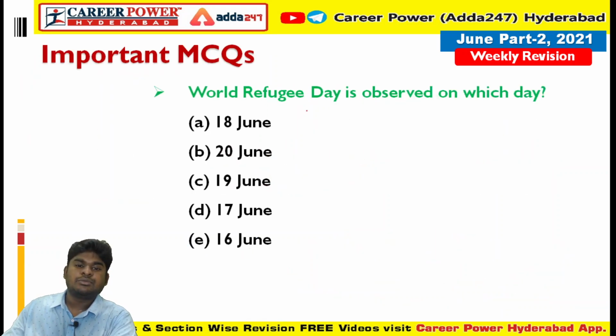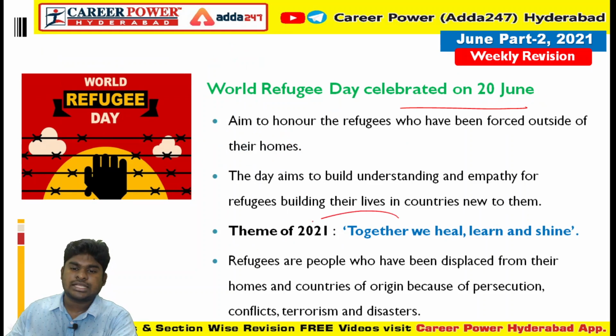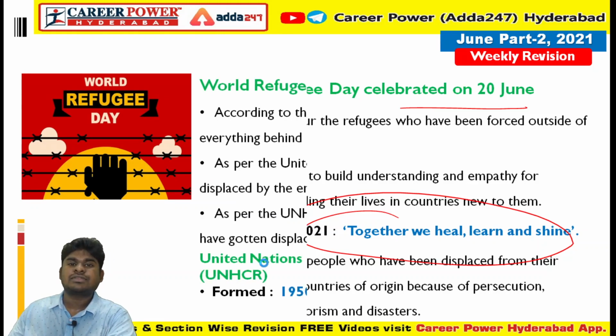So the next, World Refugee Day is observed on 20th June. And the theme for this year is Together We Heal, Learn and Shine. The main aim of the day is to understand the empathy of these refugees.